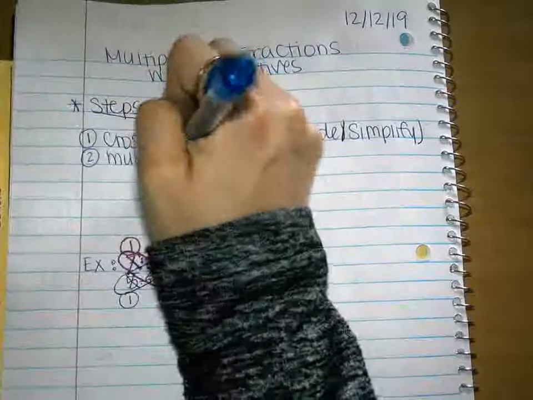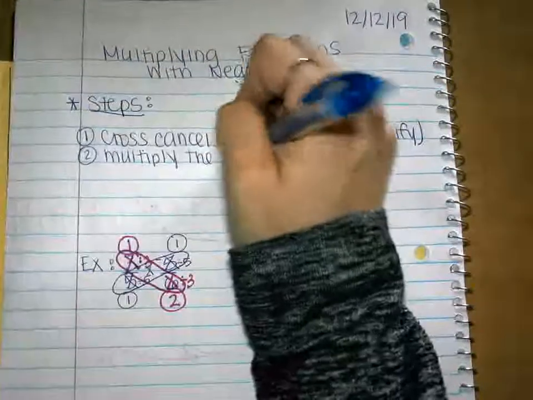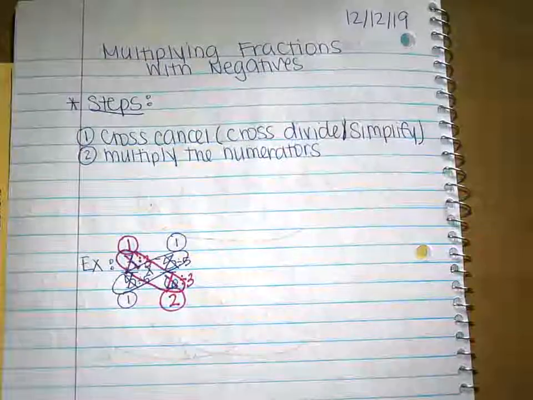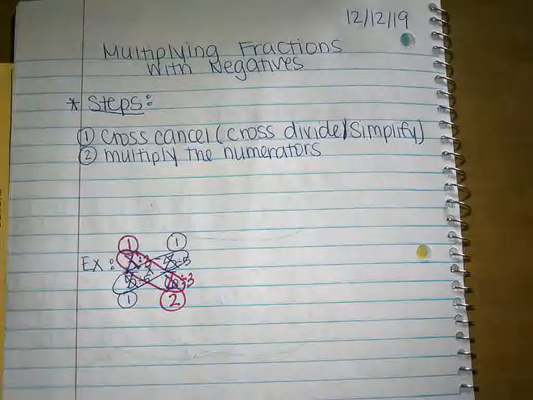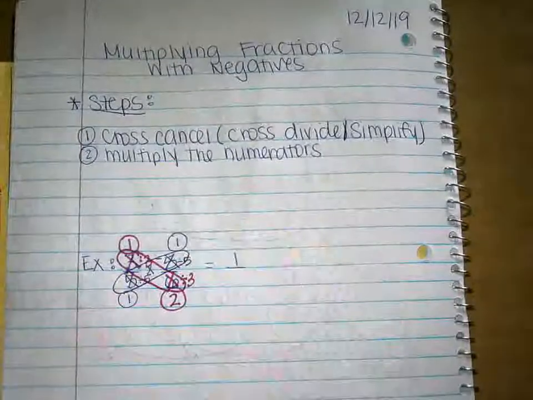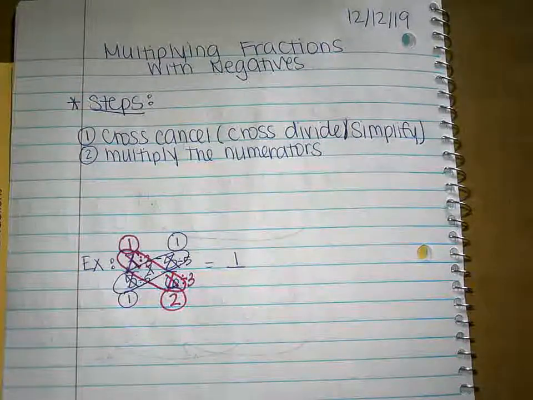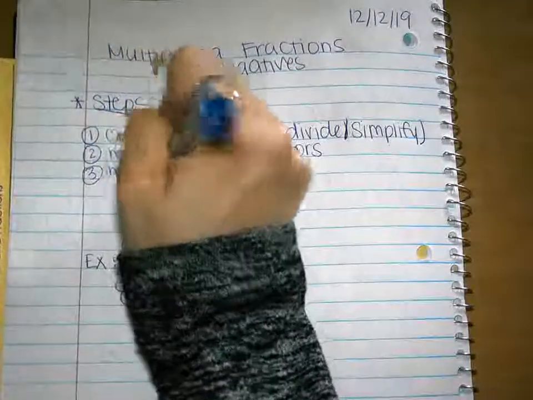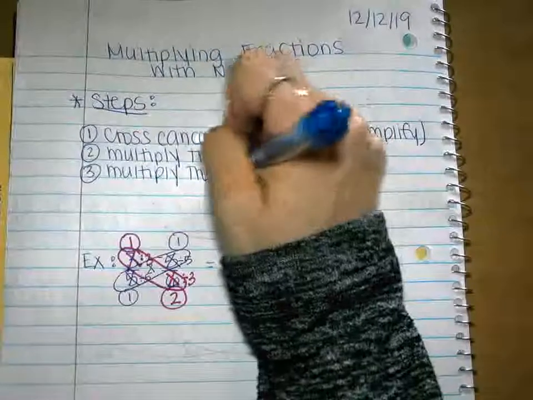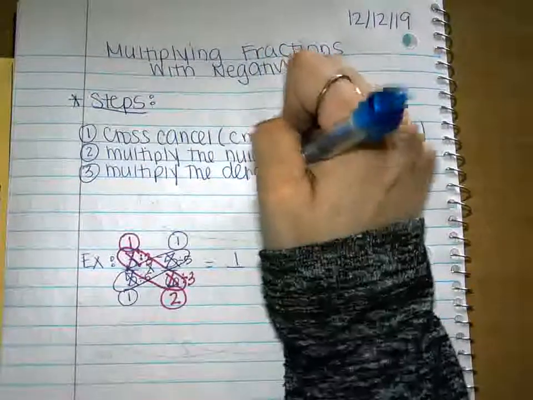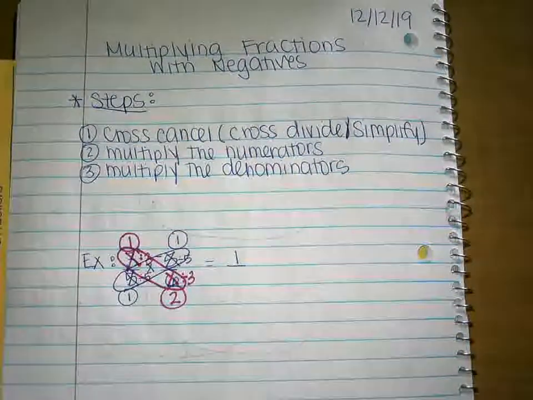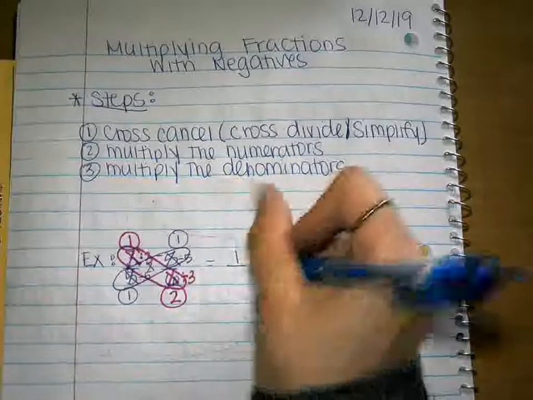Multiply the numerators. What are my numerators, everyone? 1. And what's 1 times 1? 1. Step 3. Multiply the denominators. What are my denominators? 1 and 2. And what's 1 times 2? 2.